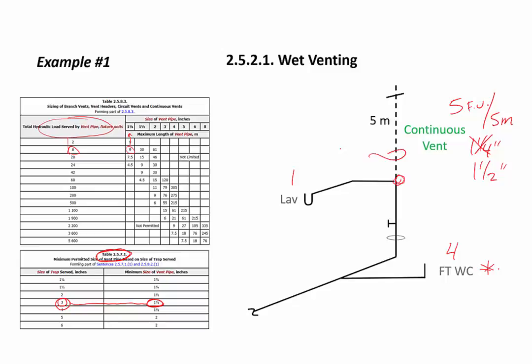Bottom line is, whenever there's a dry vent serving a water closet, it must be minimum 1.5", and any wet vent serving a water closet must always be minimum 2-inch.